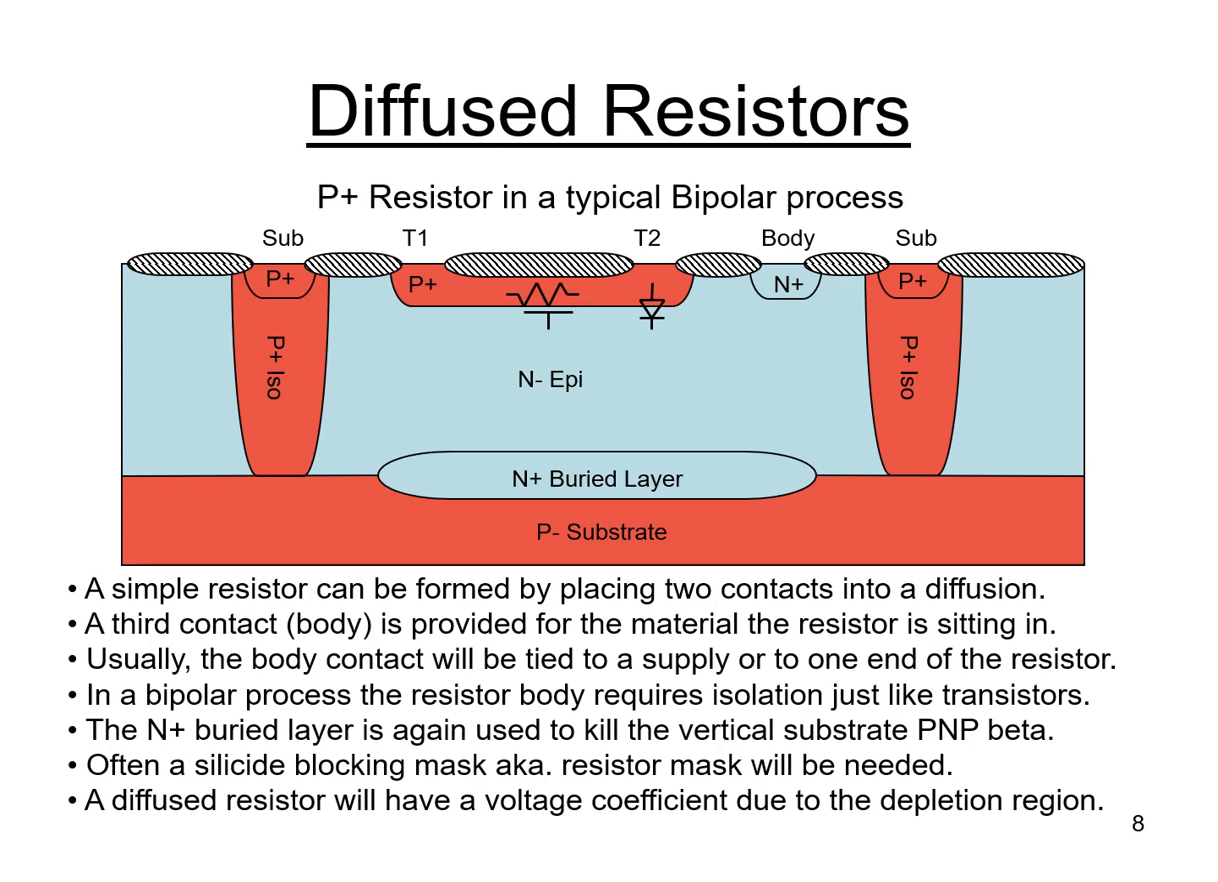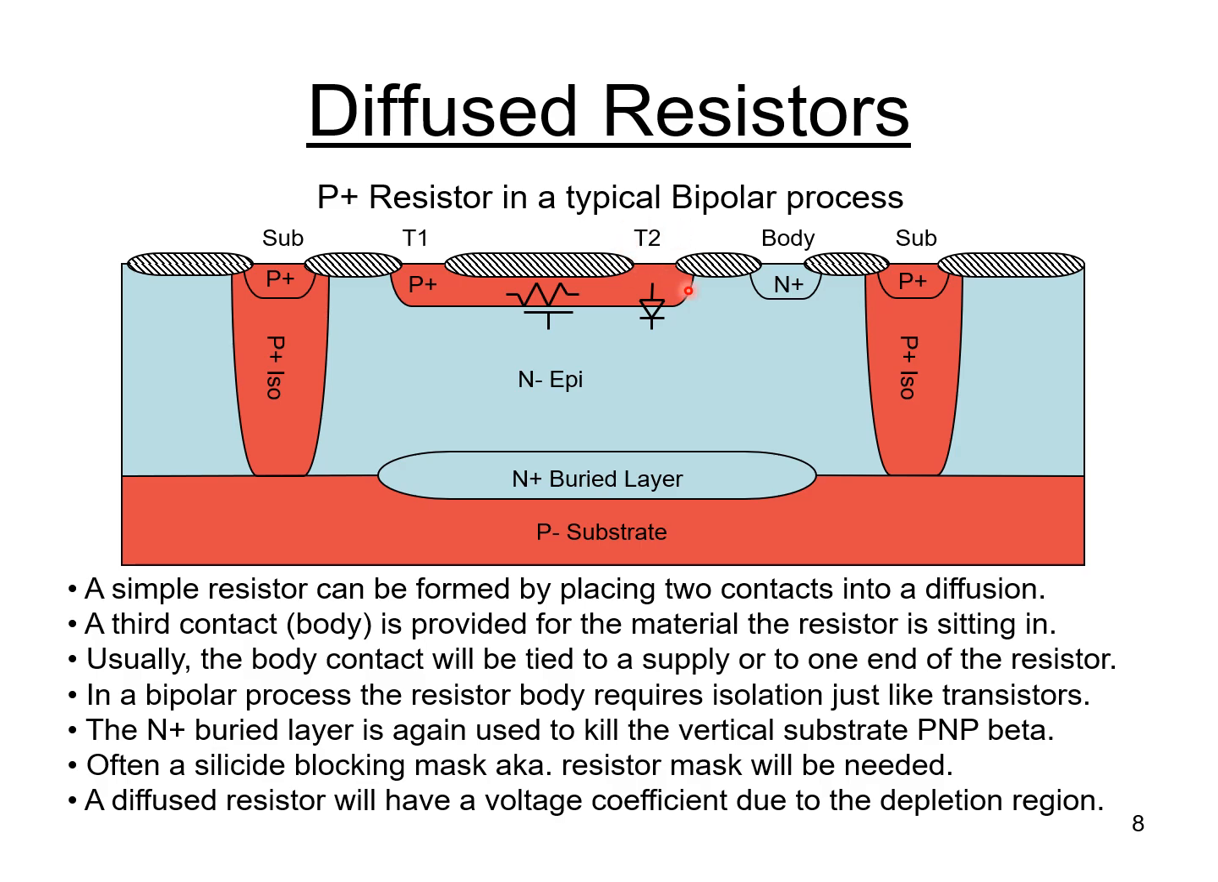Now I'd like to talk about diffused resistors. The drawing here shows a P+ resistor in a typical bipolar process. Simple resistors can be formed by placing two contacts into the same diffusion. As you see up on top here, we have a P+ region in the middle of the drawing, and we're contacting it at one end with T1, terminal 1, and at the other end with T2, terminal 2.